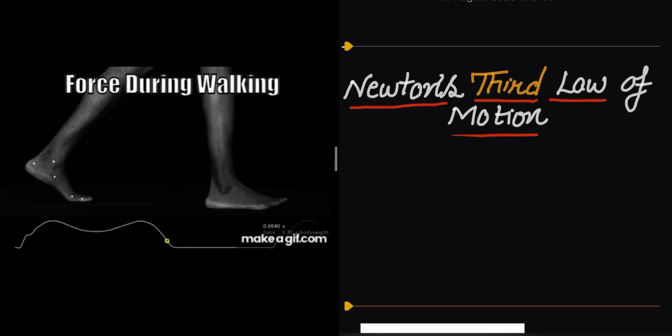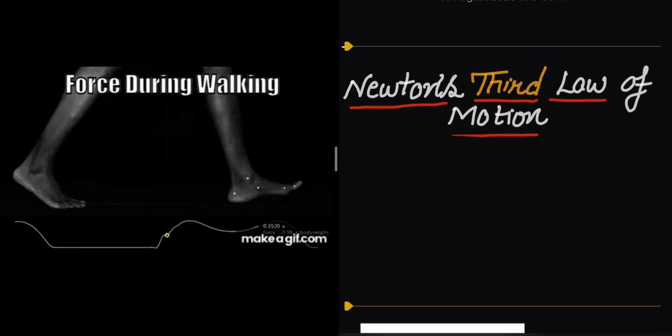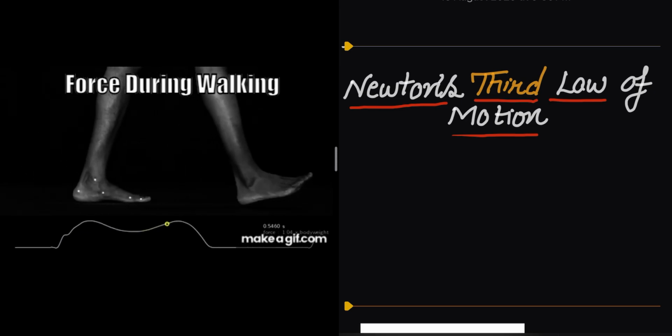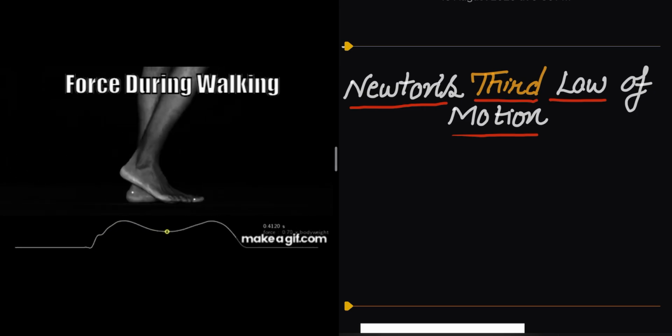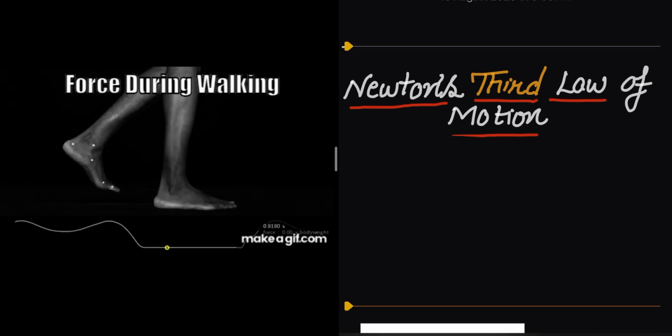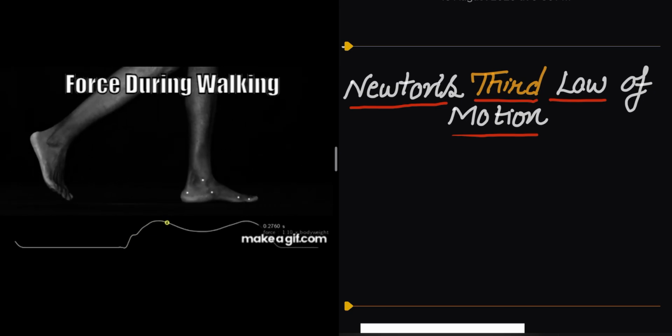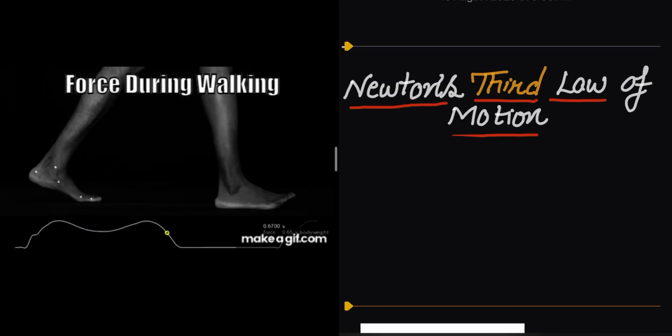Today we are going to discuss a very interesting topic in physics, which is Newton's third law of motion. What this law states is that to every action there is always an equal and opposite reaction. That is, the forces of action and reaction are equal and opposite.